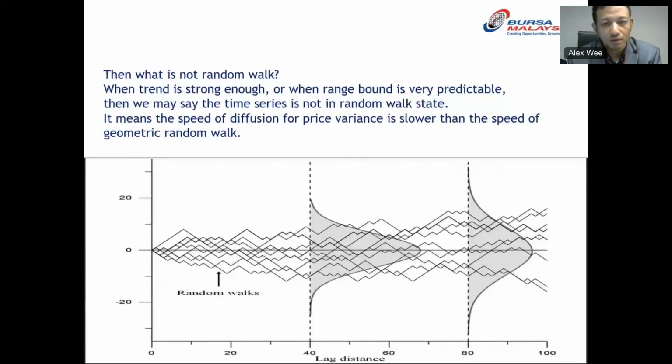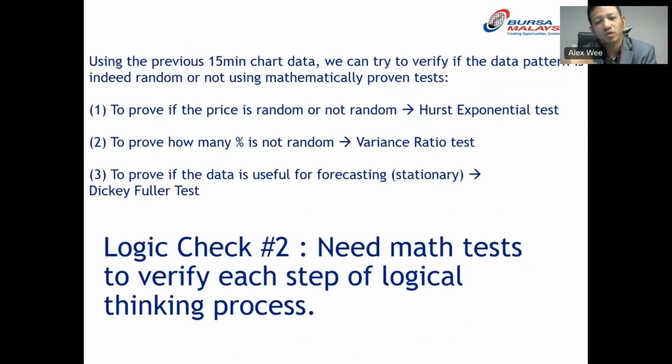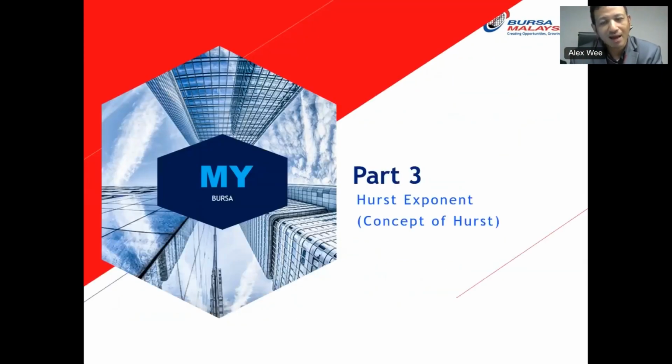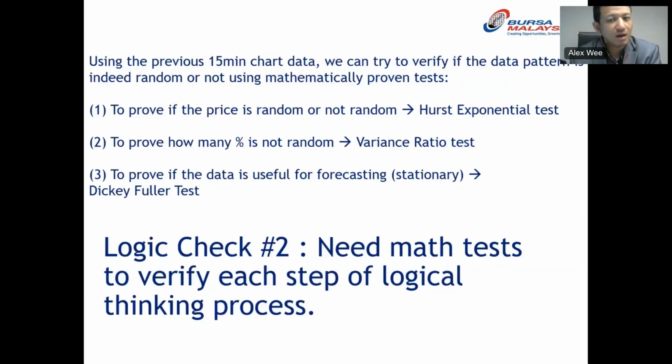Logic check number two is, do you need a math test to verify how random is random? So we have two tests here. One is called the Hurst Exponent test. One is called the Variance Ratio test. The first is to prove whether the market is random or not random. The second is to prove what percentage is random and not random. So you can see you can go into very, very detailed analysis: if it's not random, how much is not random? If it's random, how much is random?